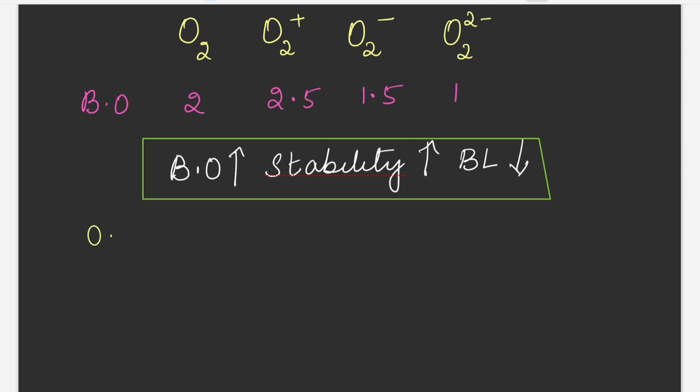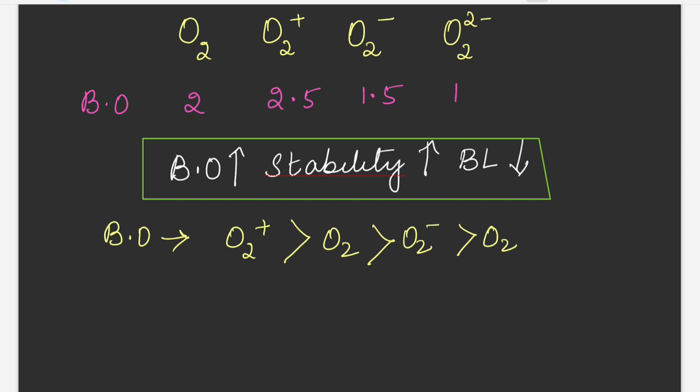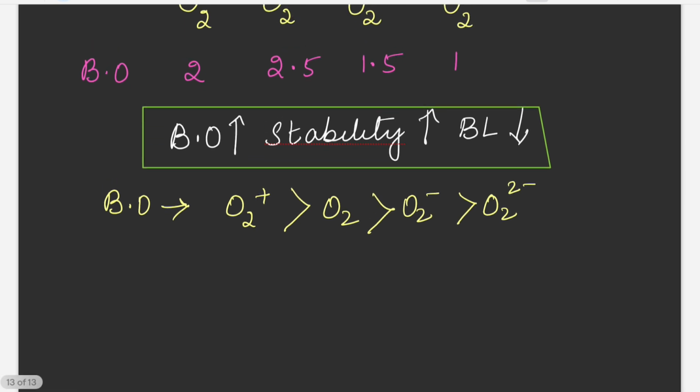So now let us write the bond order. Which is having the highest bond order? You can see O2 plus has 2.5. So you can write O2 plus bond order is greater than O2, then O2 minus, and then O2 2 minus. So this is the decreasing order of bond order.